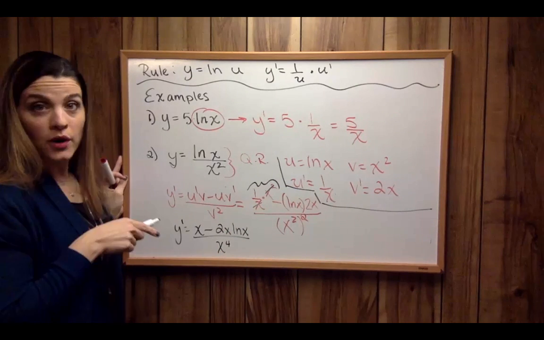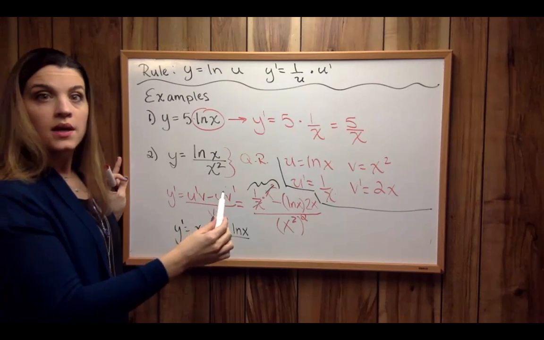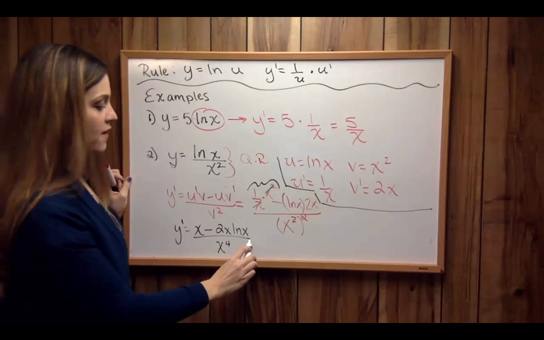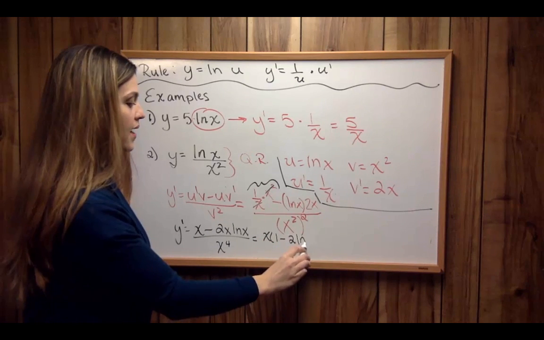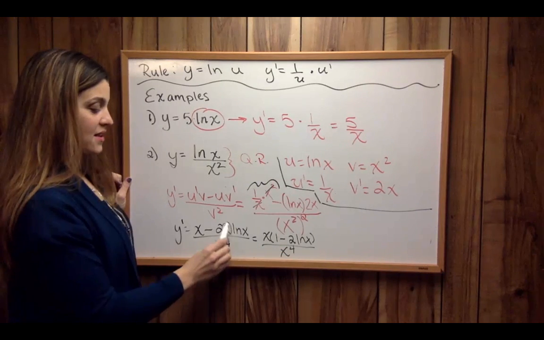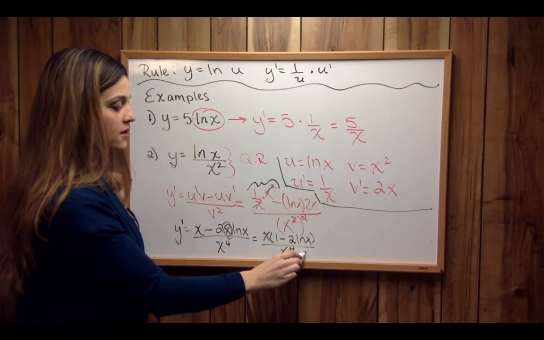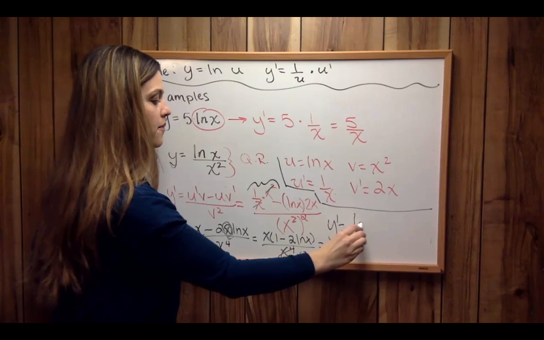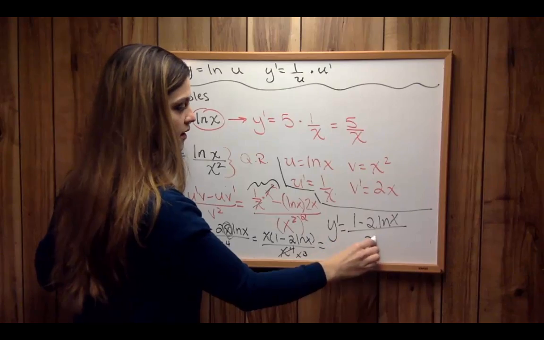You can simplify a little more. In the numerator, you have a greatest common factor. The greatest common factor is x. That same x is a factor in the denominator. So if I factor out an x, I'm left with 1 minus 2 ln x all over x to the fourth. Notice that the x that I factored out was here because that was the factor. Now this leaves me with x to the third. So my final answer, y prime, is 1 minus 2 ln x all over x to the third.